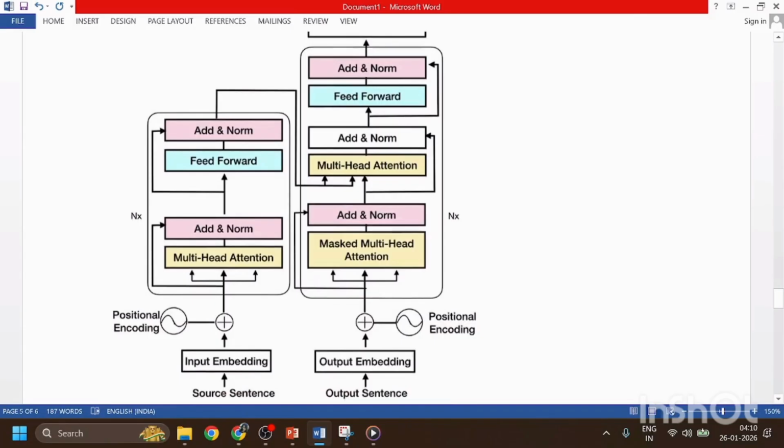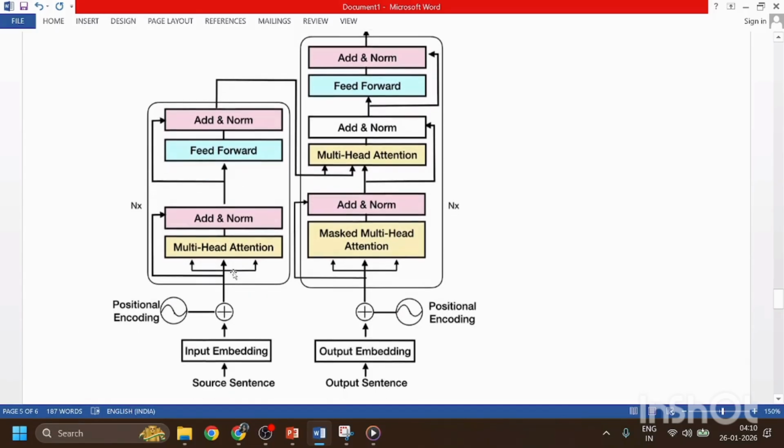Here you can see the decoder part, which we will understand after some time. Now we are here in the encoder. The encoder's job is not to generate the text. Its job is to understand the input sentence by building rich contextual representation. Understanding happens in the encoder in this part, and generation happens in the decoder in this part.